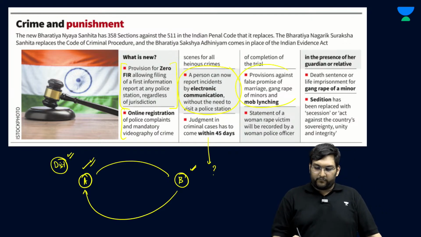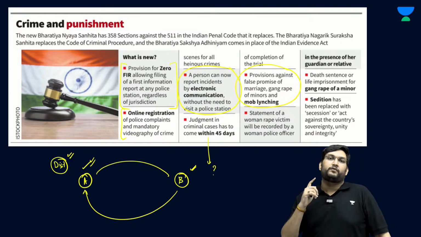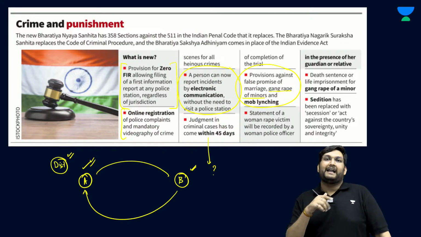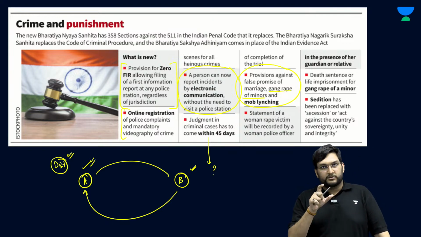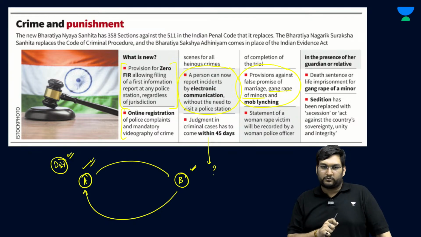Thereafter, they've added provisions related to false promise of marriage. So if you are giving false promise of marriage, there's a higher punishment. There is a change in the punishment for gang rape. There's a change for minors specifically, and mob lynching for the first time has been added into the BNSS, which is also quite important vis-a-vis what was happening in India in the past decade or so.